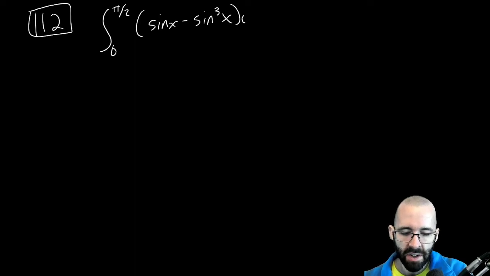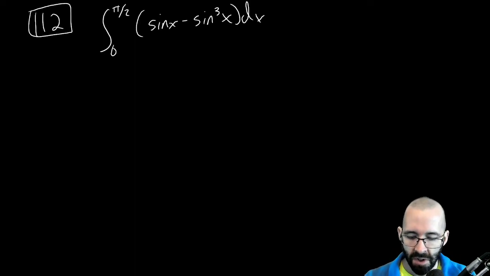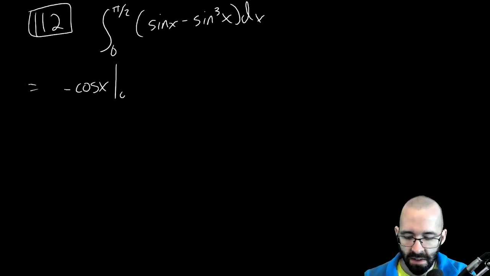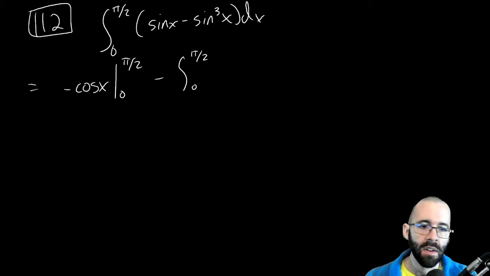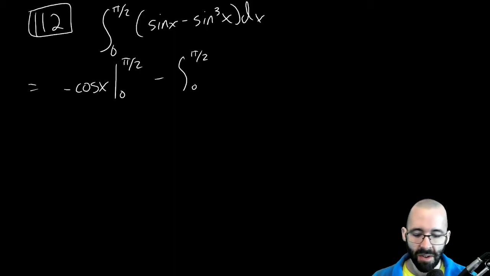And then we just have to evaluate the integral using topics of this class. So the antiderivative of sine is no problem. That's negative cosine of x from 0 to pi over 2. But now we have the integral of sine cubed. How did we do sine cubed? There were a couple of different ways. But if we write it as sine squared times sine, we get something with cosines, and then a sine, which is its derivative.